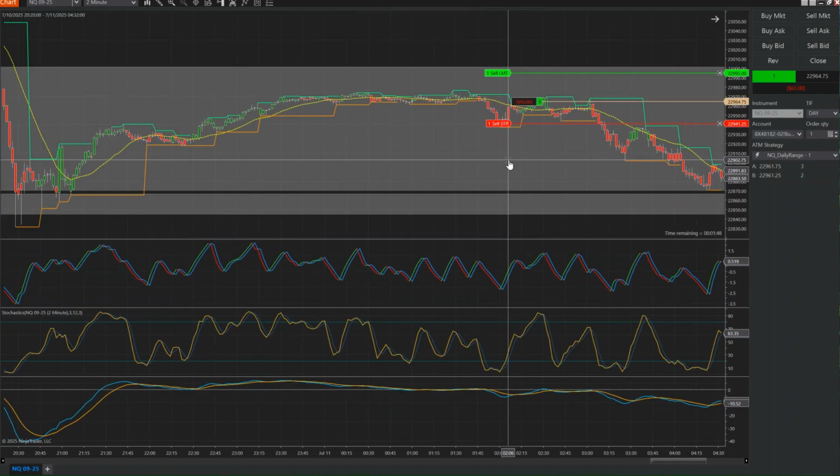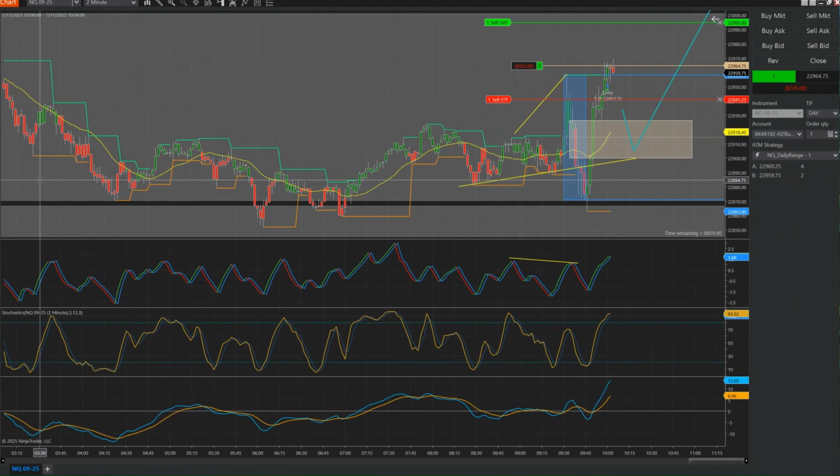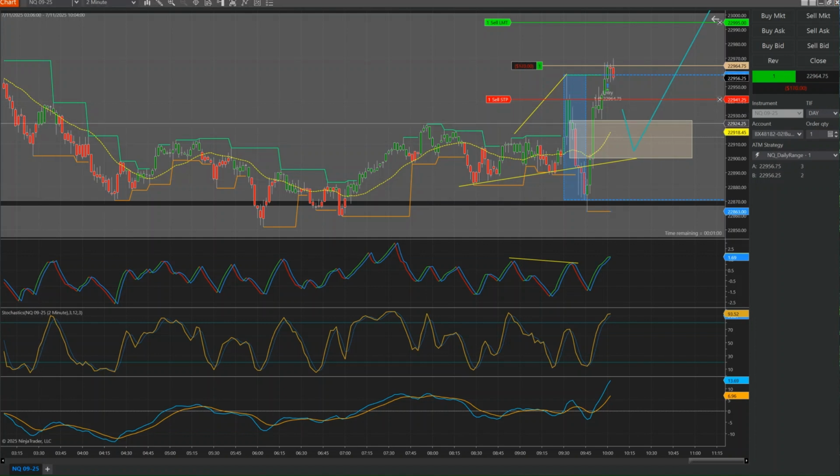So right here I wasn't so sure. I got a little bit nervous when the market was coming back on me. But you just gotta trust your pre-market analysis, trust all the signals that you saw going into the open, and just keep the faith that it's gonna be a bullish move.